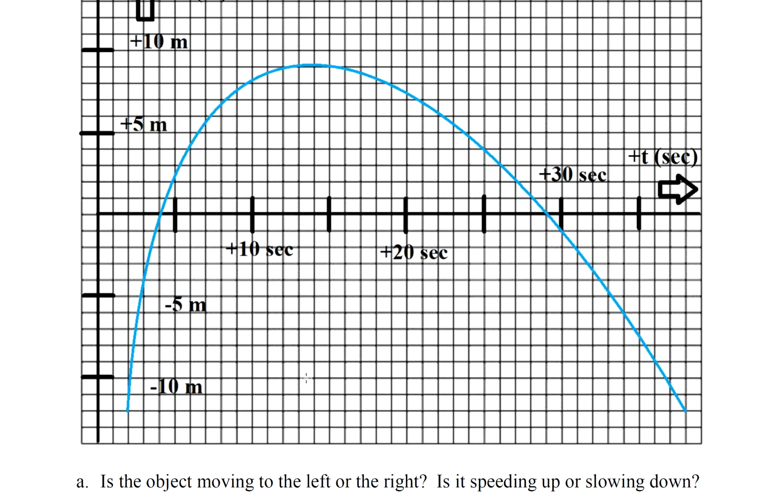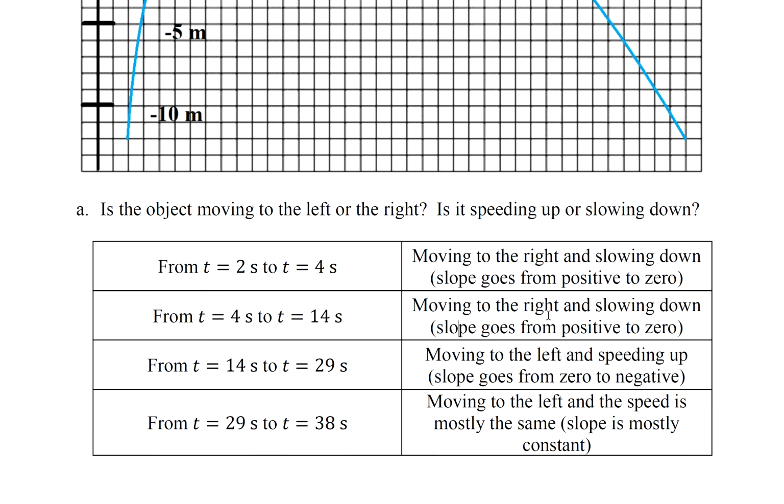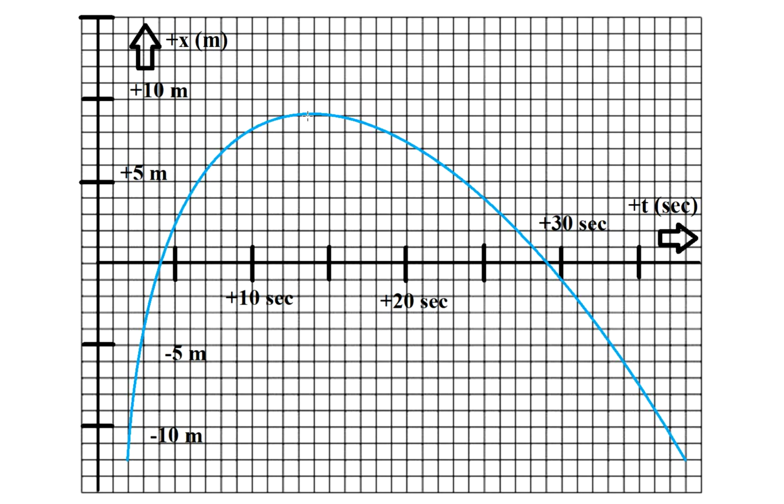Now from 14 seconds to 29 seconds, what's happening? It looks like we're moving to the right, but the velocity is decreasing because the slope is decreasing. I apologize. We're moving to the left because this is a displacement versus time graph, and if we take the slope, we're speeding up towards the left.